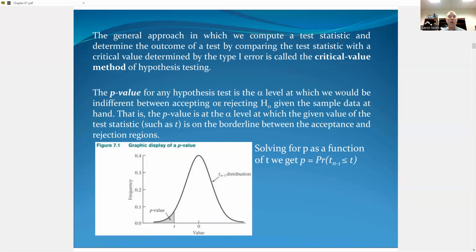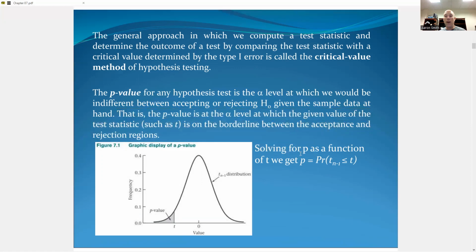All right, so the p-value is when I slap down the test statistic and I look at the shaded region farther out, that is my p-value. And that's after I have data in hand. That is, the p-value is the alpha level at which the given value of the test statistic is on the borderline between acceptance and rejection regions.